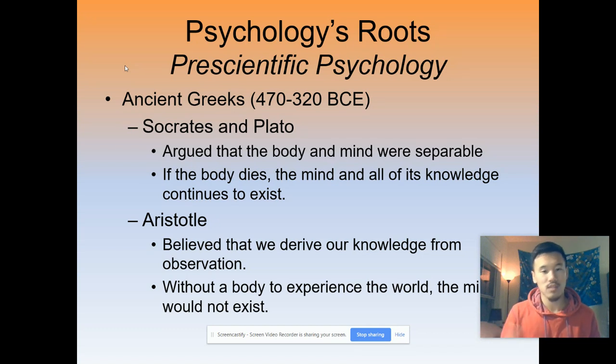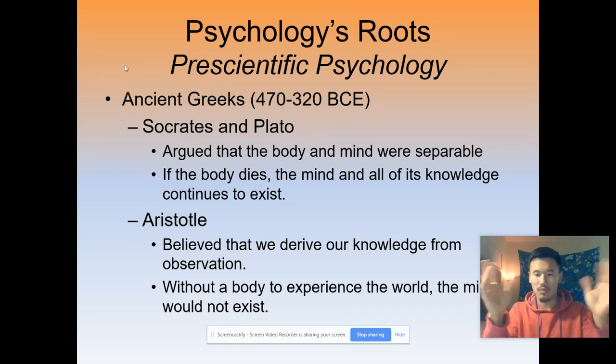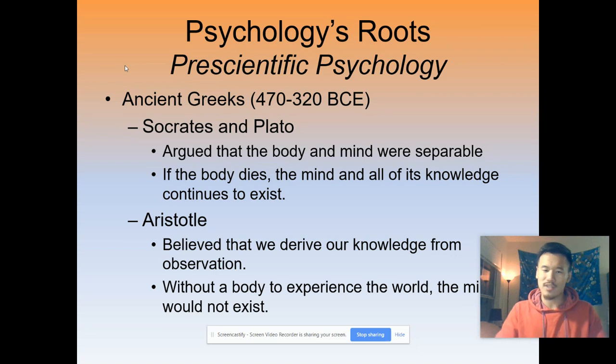So way back then, Socrates and Plato were having a conversation, and they were arguing over what the mind is and how it relates to the body. And ultimately, they concluded that the body and the mind were separable, that they're separate entities. The mind is this immaterial, floating, invisible thing, whereas the body is this physical, tangible thing. You can feel it, you can touch it, you can smell it sometimes.